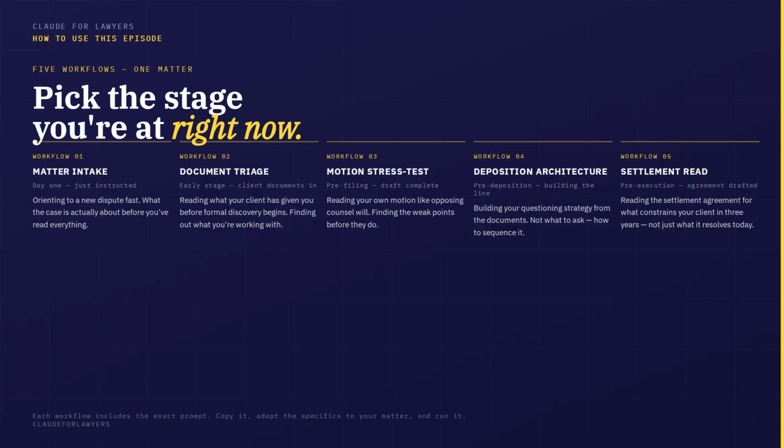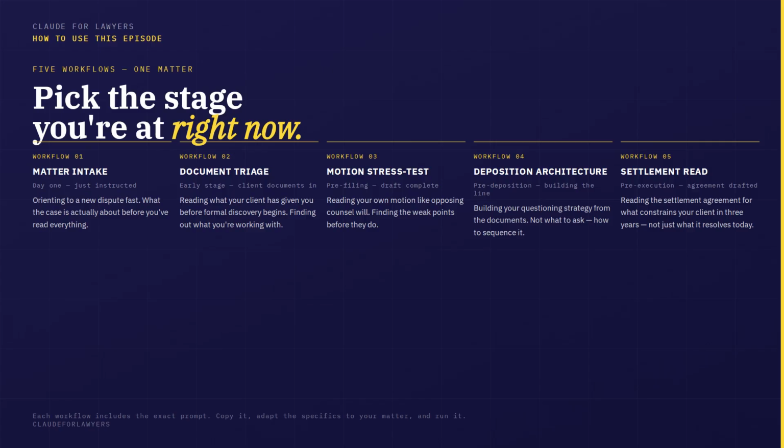The 5 workflows follow the matter arc. Workflow 1 is matter intake. Day 1, you've just been instructed. Workflow 2 is document triage. Your client's documents have just come in. Workflow 3 is the motion stress test. Your draft is complete, you're about to file.